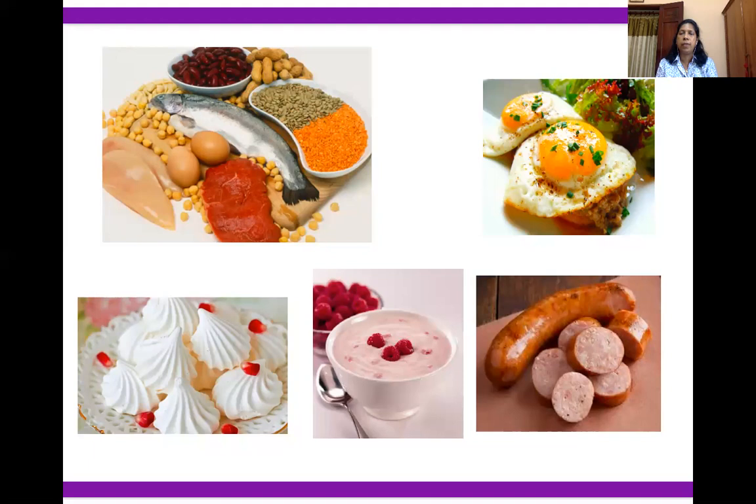Anyone can answer through the chat even. How can you explain these changes? Protein has denatured, right? Protein has denatured. So when protein denaturing happens, then proteins are coagulated.